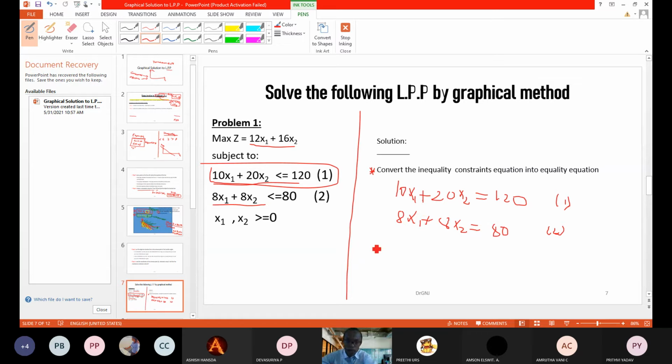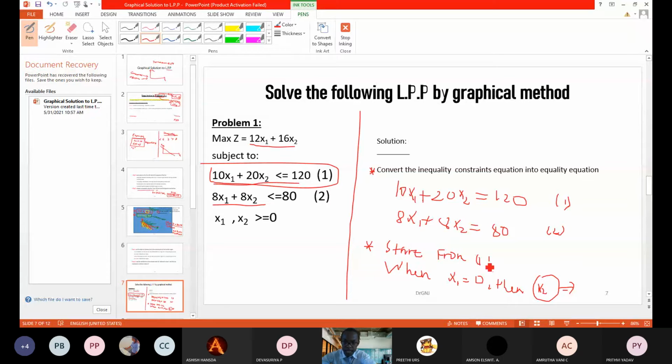Step number 2, which you are going to do, is start from equation 1. Start from equation 1 by saying when x1 is equal to 0, then x2 is equal to what? If x1 is equal to 0, then x2 is equal to what? We find the value of x2.